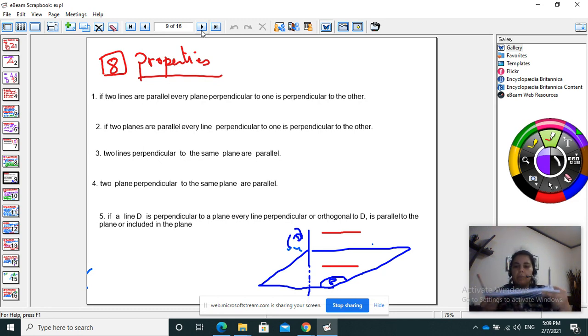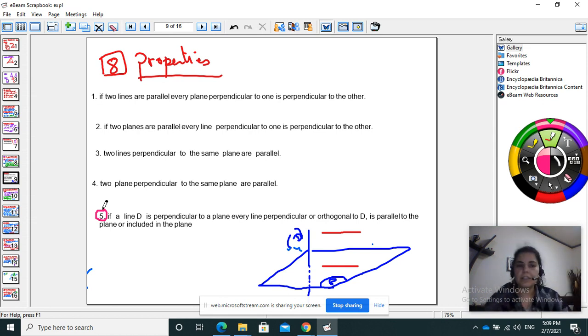So, if I have a line perpendicular to a plane, this is the plane, and I take the red line perpendicular to this gray line, it will be parallel to the plane or included in the plane. And this one we're going to use too much. This is part 5, you're going to use it too much. It's very important.